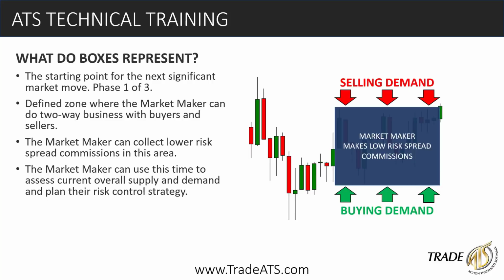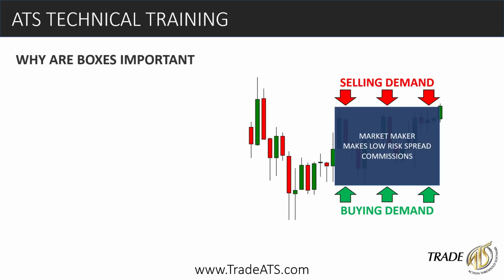Now, I want to make a point right now. When I talk about them planning their risk control strategy, this could mean that when we go into that expansion phase, depending on what the market maker's needs are and how they need to adjust their portfolio, that can be the cause of the market whipping back down or back and forth across the box, or immediately going into phase 3, which is the trend phase. This is defined by what the market maker needs to do based on what happened in that box, where the box was formed, and under the circumstances that the box was formed.